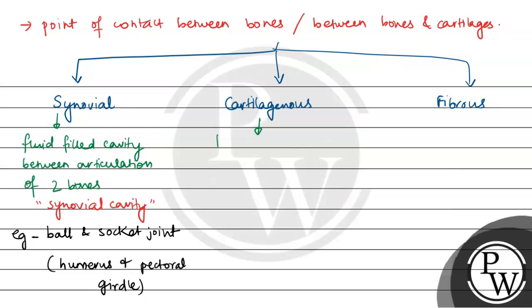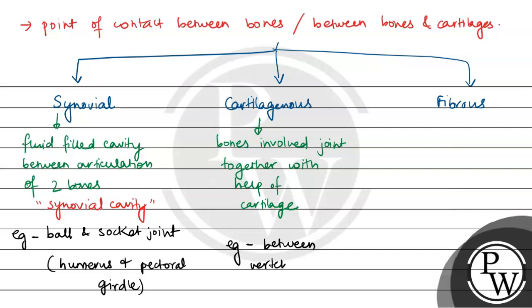Cartilaginous joints में the bones involved are joined together with the help of cartilage. Example होता है joint between the vertebrae in the vertebral column, which gives only limited movement.